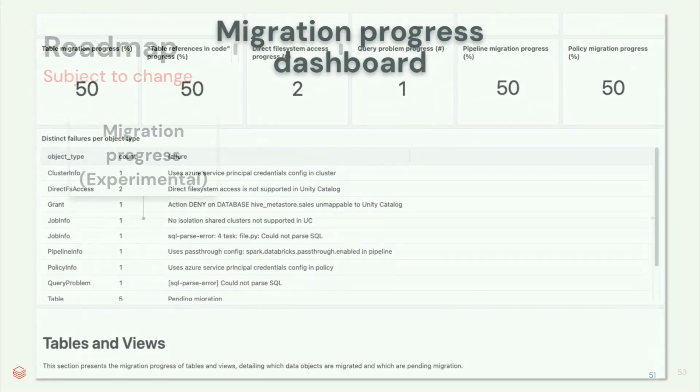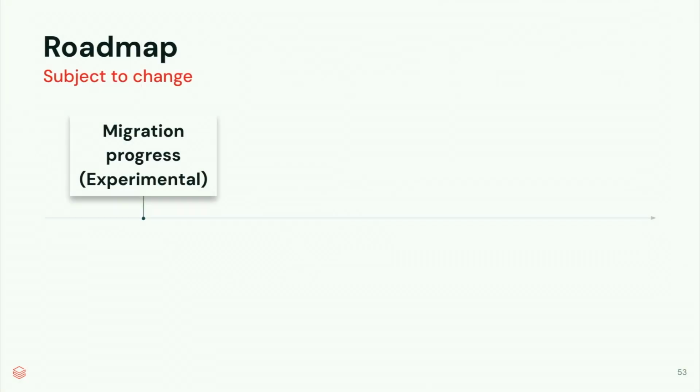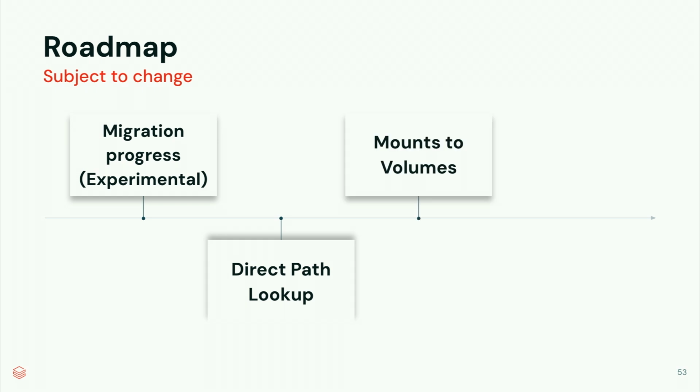All right, let's talk about the roadmap and what's coming. We have a small enough group, so I'll run quickly through that, and then I want to hear a little bit from you: what worked for you, what doesn't work for you, and where you want us to head next, because this is something that we contemplate. The migration progress report that's already experimental is the first thing. The direct path lookup that I described is coming later this year. Next, converting mounts to volumes, a controversial feature, we're working on it.